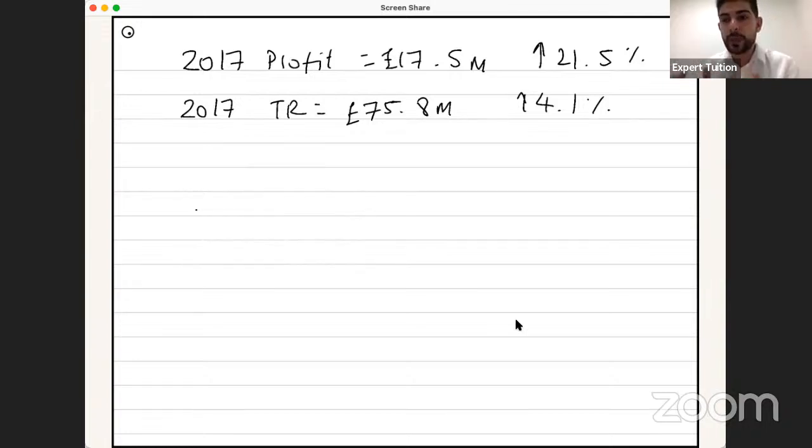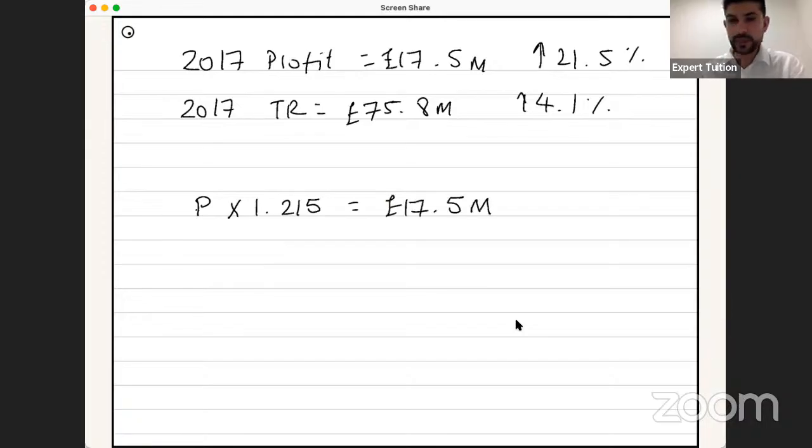That's what I'm trying to work out. I'm going to call it P. So let's call 2006 profit as P. But what I do know is that it's going up by 21.5%, and that number will equal £17.5 million. So how do I do a 21.5% increase on whatever that P is? Well, I simply multiply it by 1.215. Do we agree? And we know that that definitely equals 17.5 million.